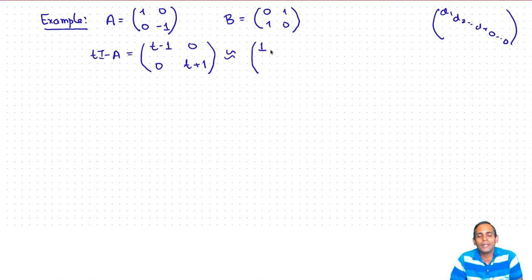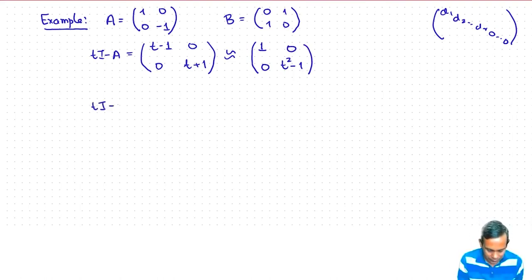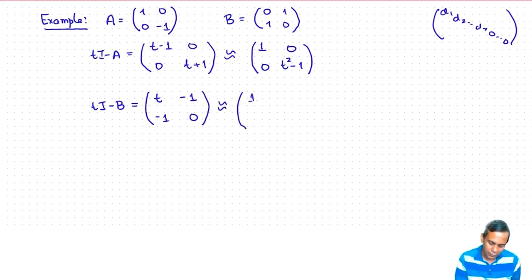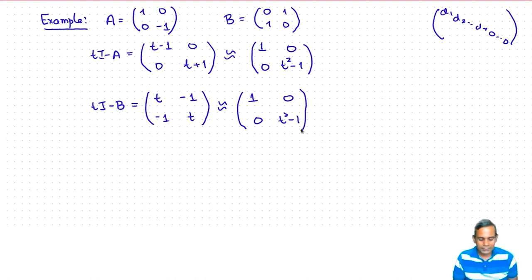Then the GCD of the 2 by 2 minors divided by the GCD of the 1 by 1 minors will be what comes here. With the 2 by 2 minors, there's only one, namely the determinant of the matrix, and that is t squared minus 1. So the Smith form of tI minus A is 1, 0, 0, t squared minus 1. Let's work out the Smith form of tI minus B. Here we have t, minus 1, minus 1, t. Once again, the GCD of all the entries is 1, and the determinant is again t squared minus 1. So indeed, tI minus A is equivalent to tI minus B, hence the conclusion is that A is similar to B.